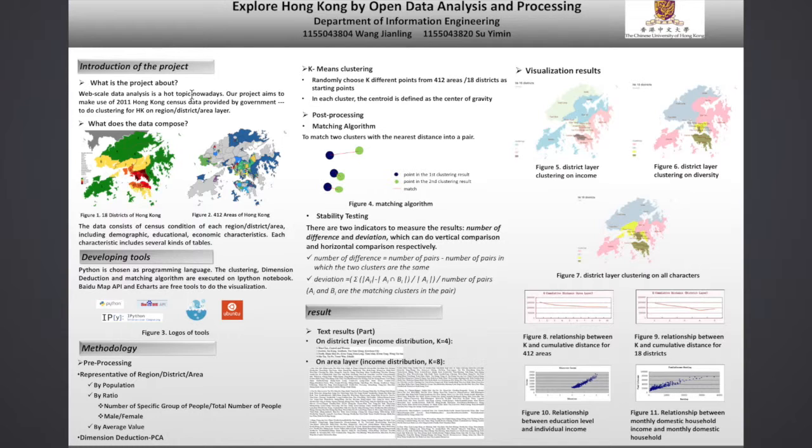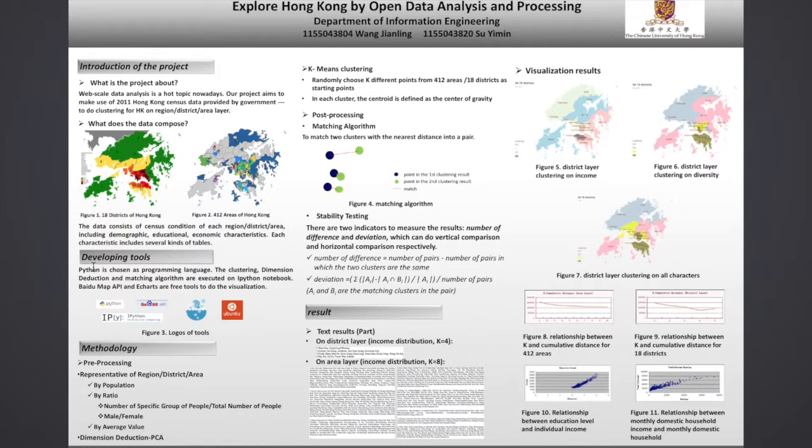Our project aims to do the clustering for Hong Kong on 3 layers. They are region, district, and area layers. These 2 maps show the district and area layers of Hong Kong.